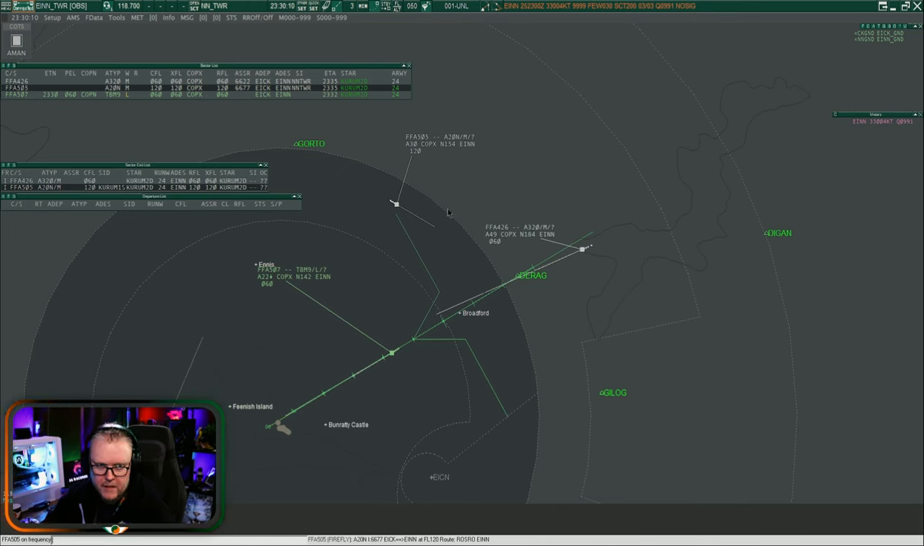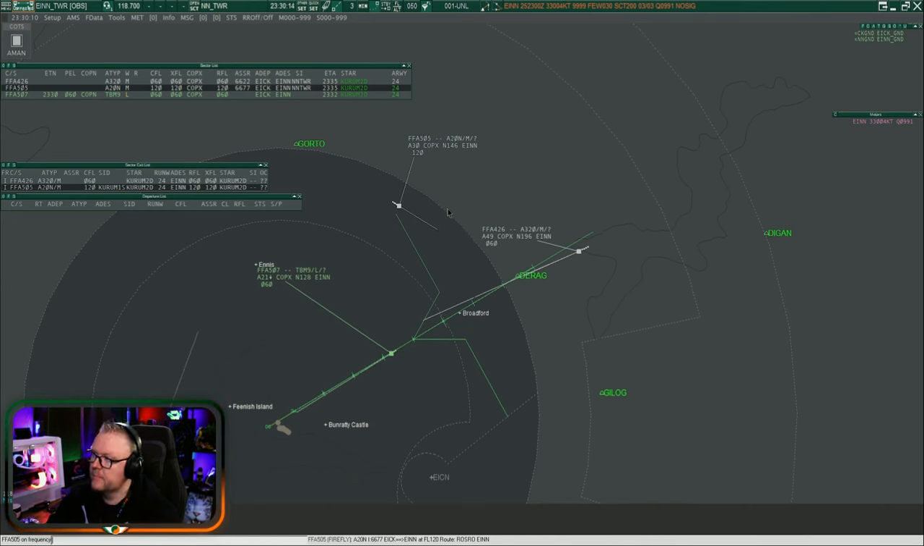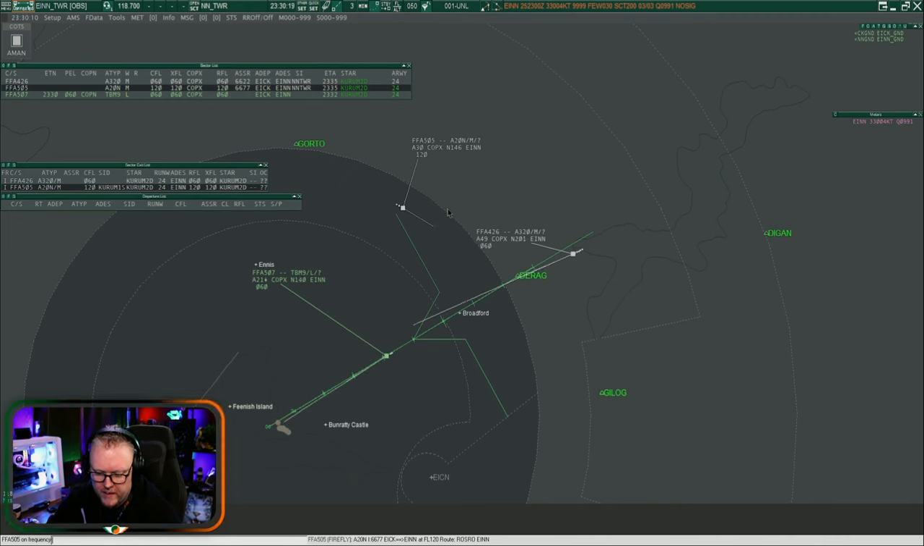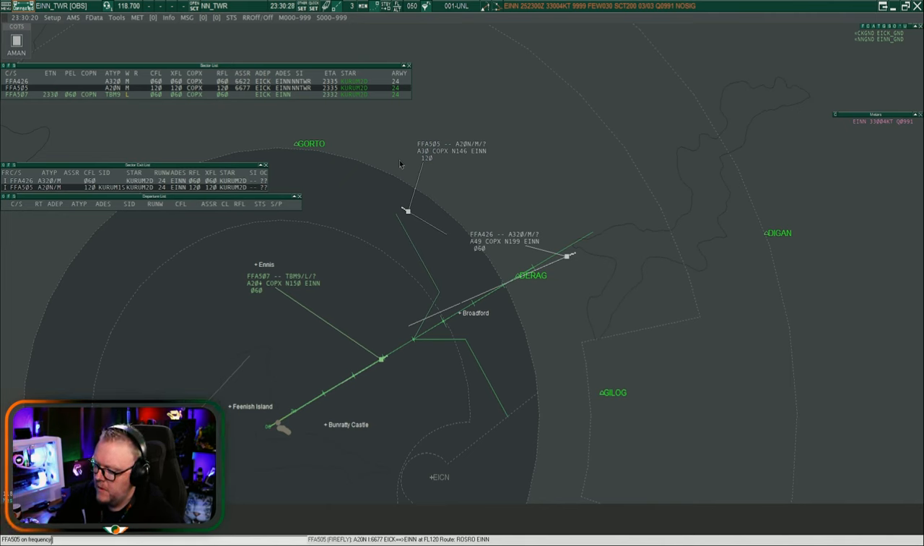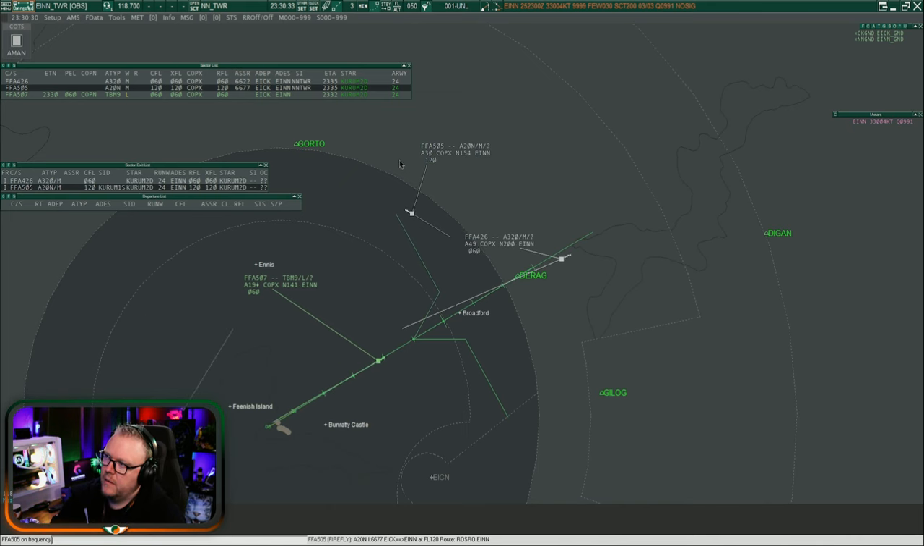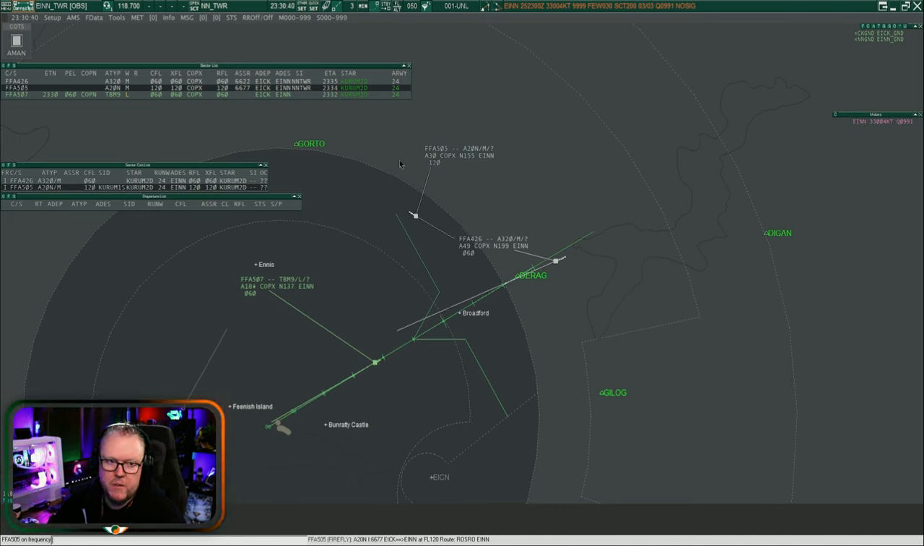What is your current airspeed? Reduce airspeed. Firefly 505, say again, what is your current airspeed? My airspeed is 150. 505, 150 knots. 505, thank you. 505, reduce speed 140 knots, if able. Reduce speed 140.